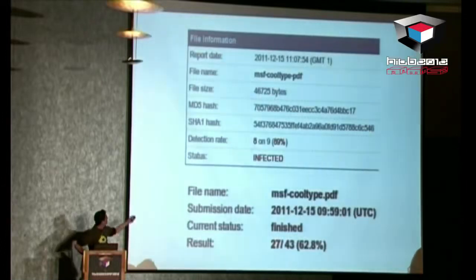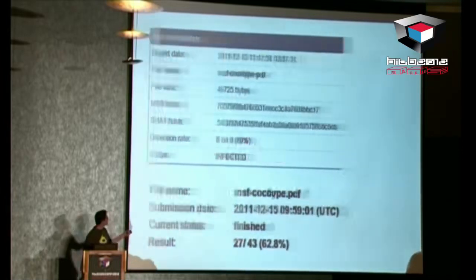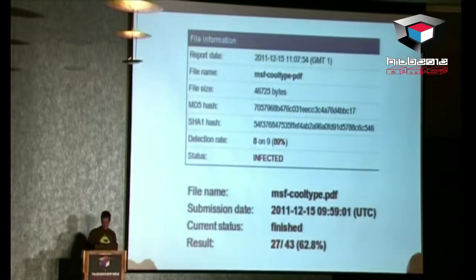So the MSF cooltype.pdf file is generated by Metasploit. It's very basic. It's a 3-year-old vulnerability. It's detected here by 8 out of 9, and here 27 out of 43 antivirus think it's infected. And we'll try to avoid at least some antivirus.